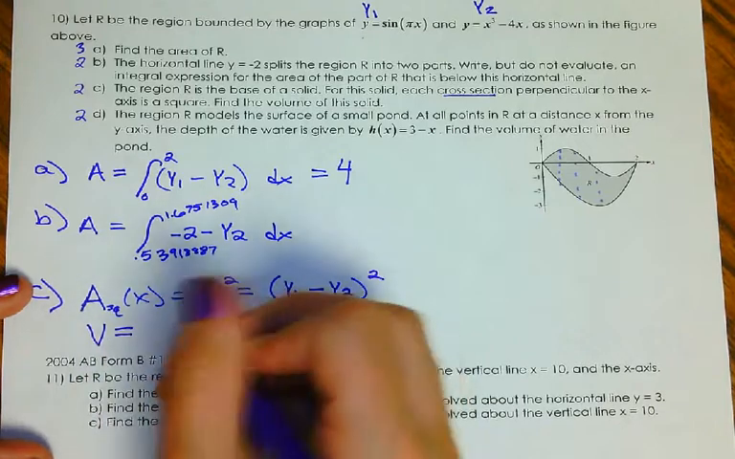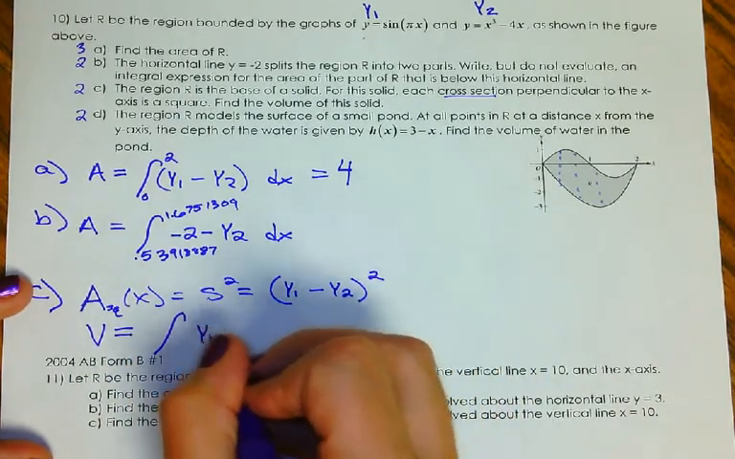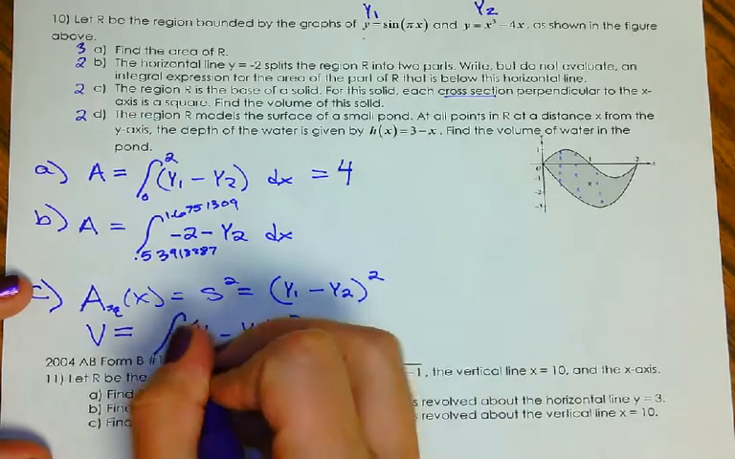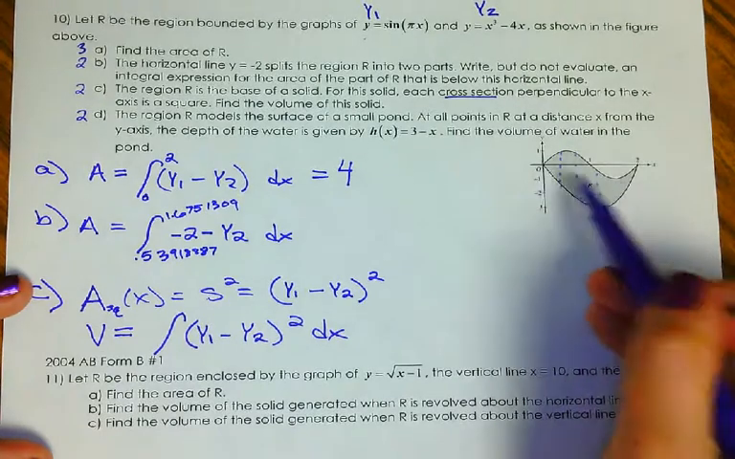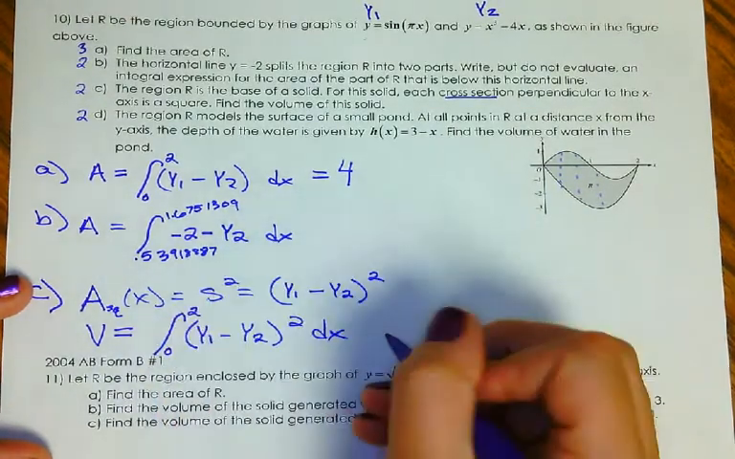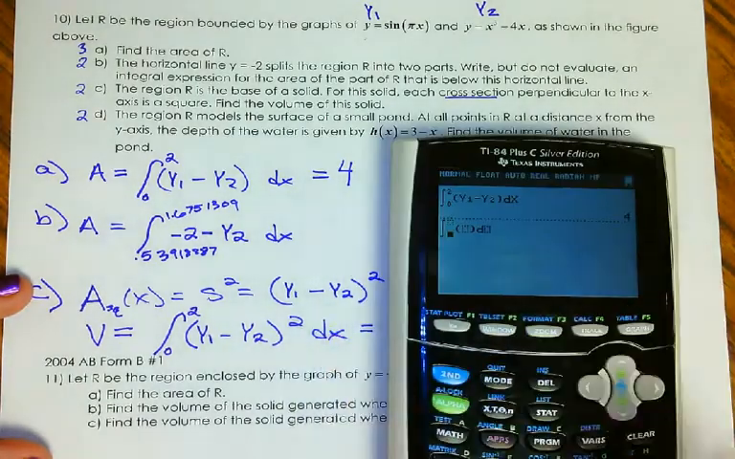And then volume is going to be the integration of area. So I need to integrate that with respect to x. And now I need my bounds of integration. Oh, well, that's going to be from left to right, so that's just 0 to 2. And you could type that into your calculator again.